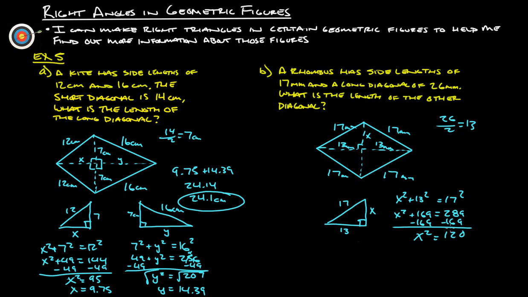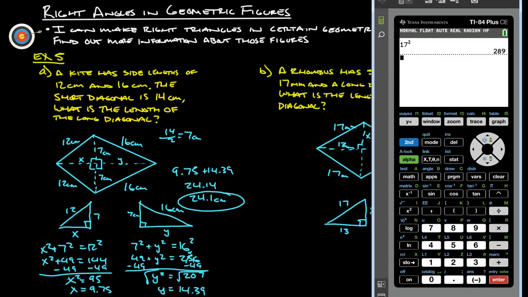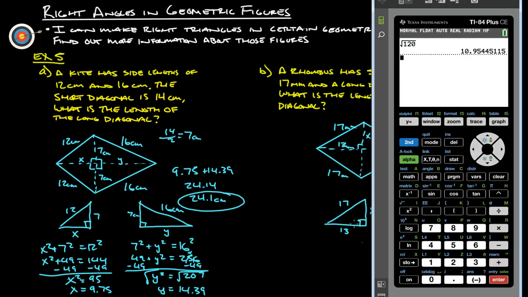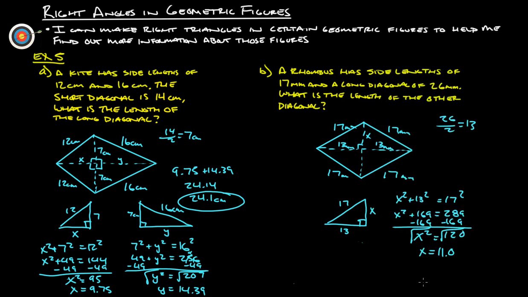120, right? Yep. Okay, so now to figure out what plain old x is, we got to square root both sides, right? So we get x is the square root of 120. So square root of 120, and we get 10.9544. So the 5 tells the 9 to get bigger, so we'll call it 11.0. Right? 10.95, yep.